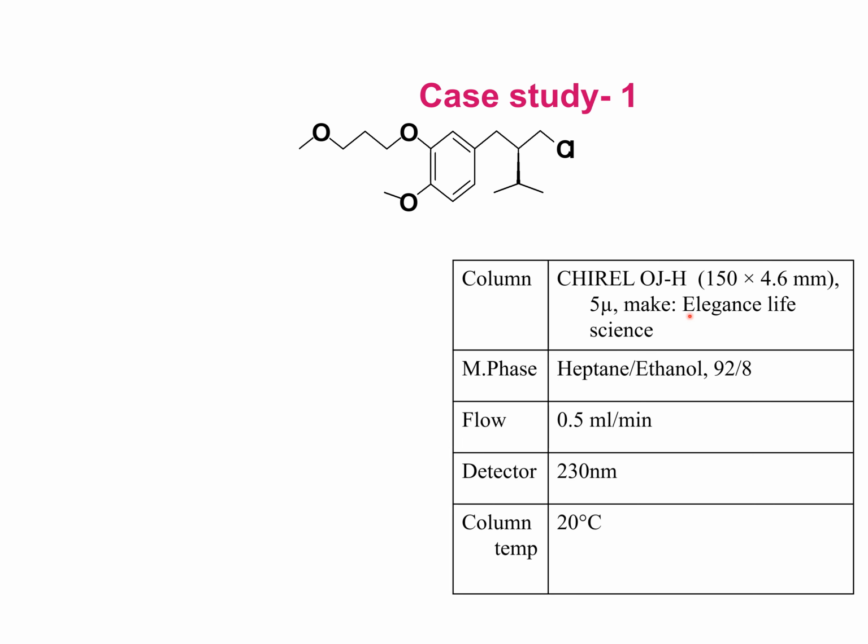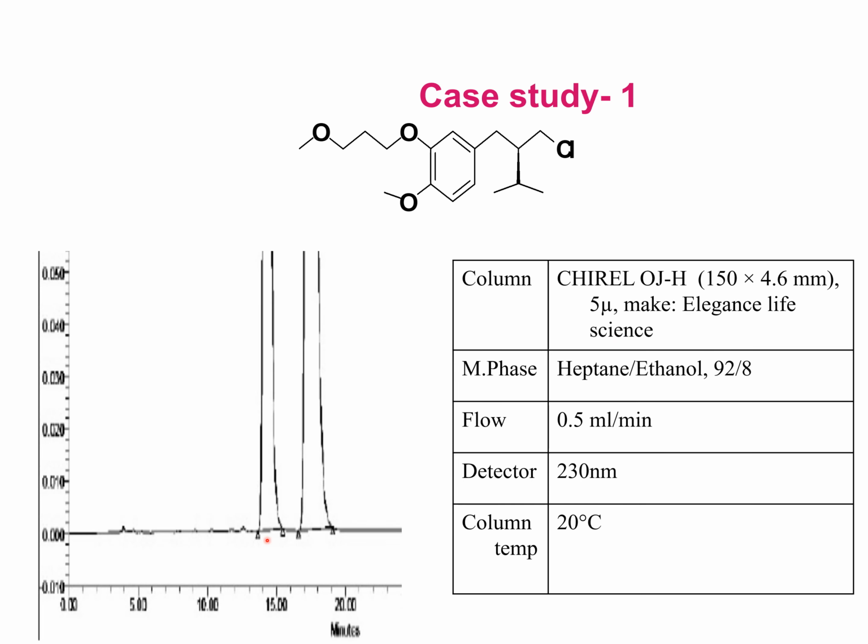Column: ester derivative. Mobile phase: heptane, ethanol in a ratio of 90:8, flow rate 0.5. In this condition, see how the peaks are visible. Both peaks are getting separated and there is base to base separation.